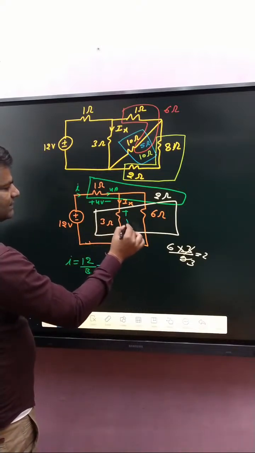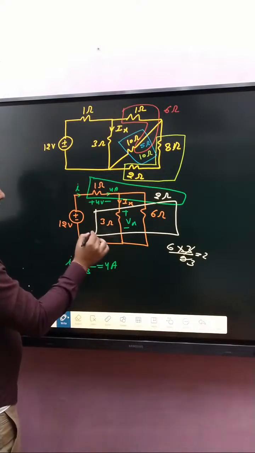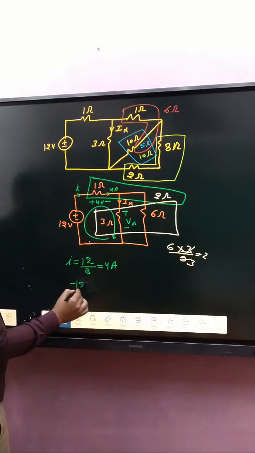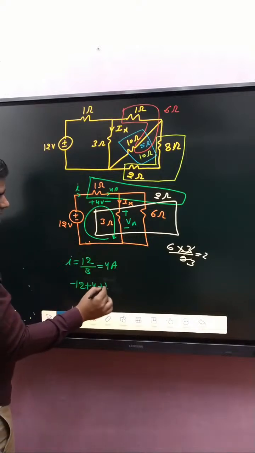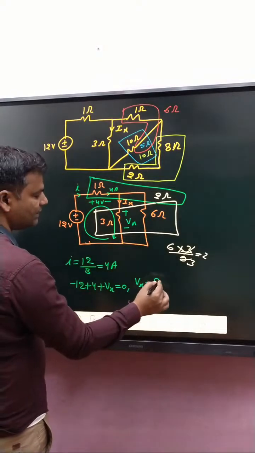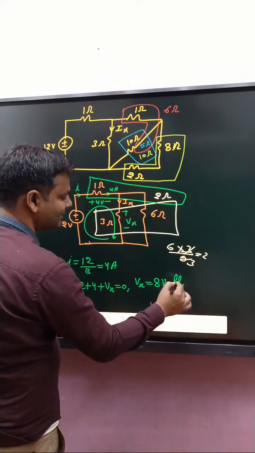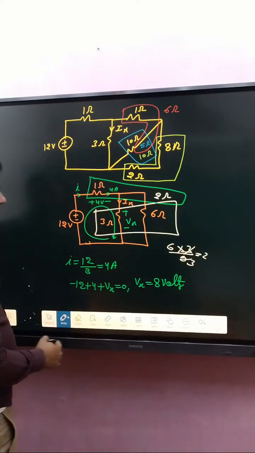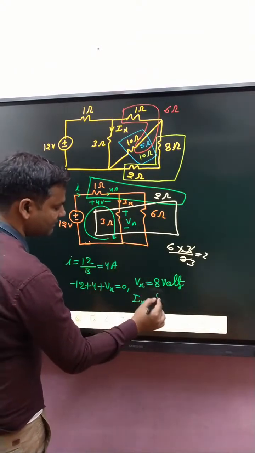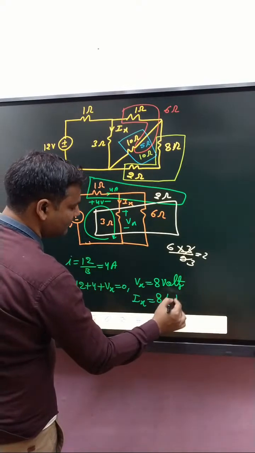And here we have considered Vx. If we apply KVL in this loop, then minus 12 plus 4 plus Vx is equal to 0. So Vx is how much? 8 volt. Okay. So what about Ix? Ix is 8 divided by 3. 8 divided by 3 ampere is the right answer.